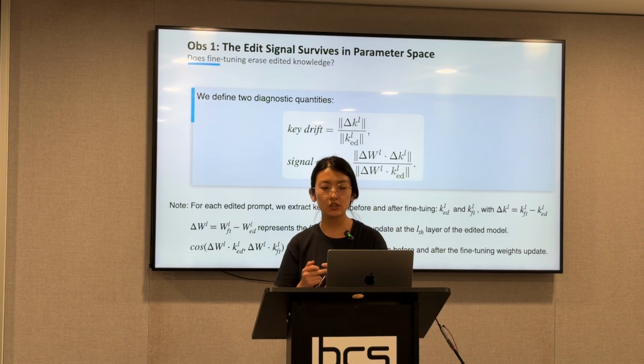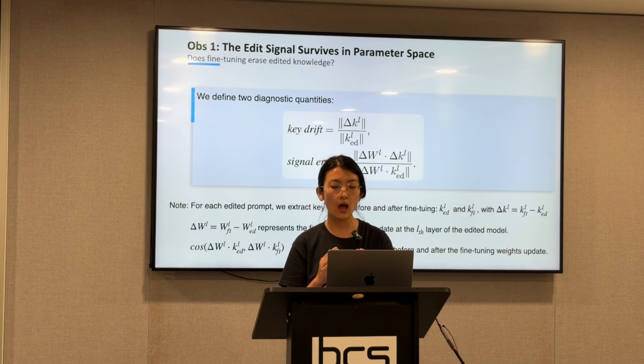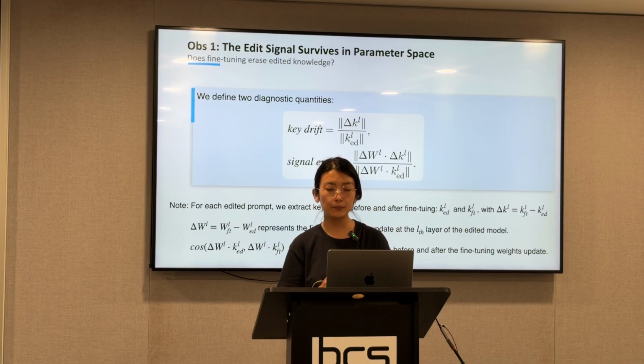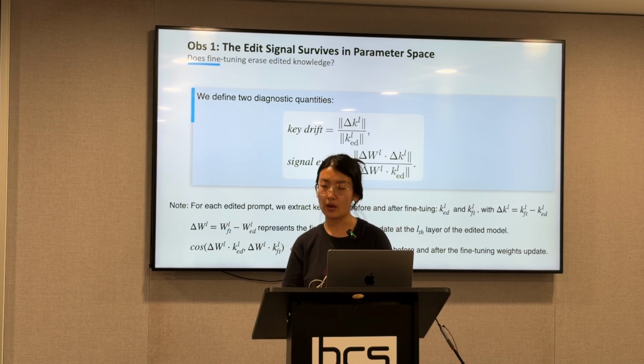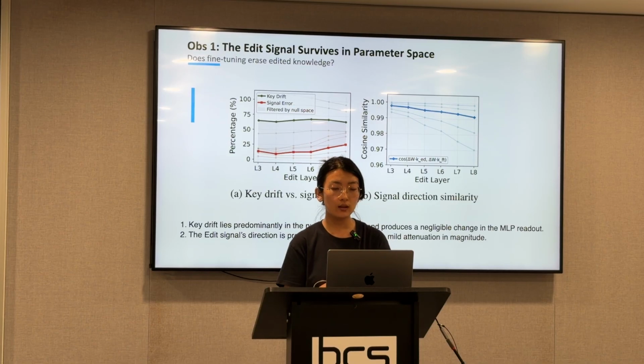For the first observation, we define two diagnostic quantities. The first one is the key drift. Key drift measures how much the input representation to the editing MLP has shifted. The second is the signal error. Signal error measures the fraction of this shift that actually couples with the fine-tuning weight updates delta W to perturb the readout. If fine-tuning erases the edit, the signal error should align well with key drift. Now let's see the results.